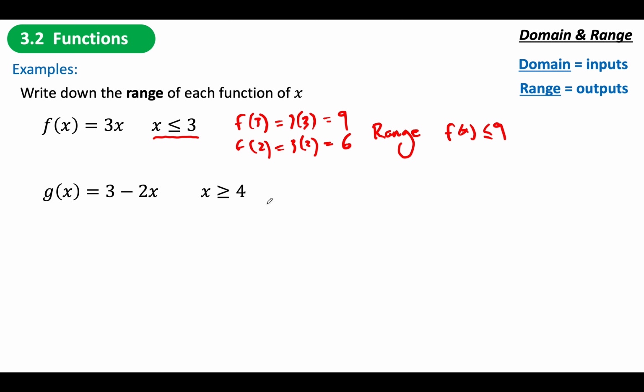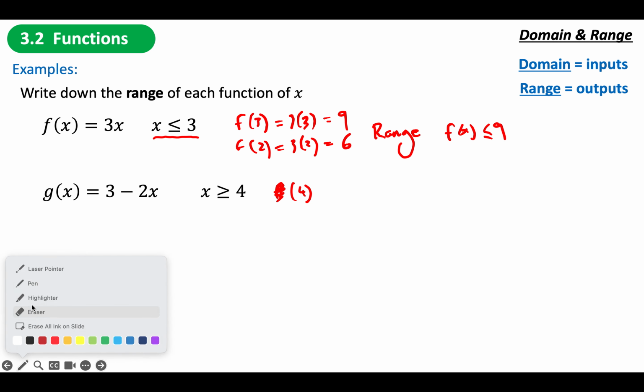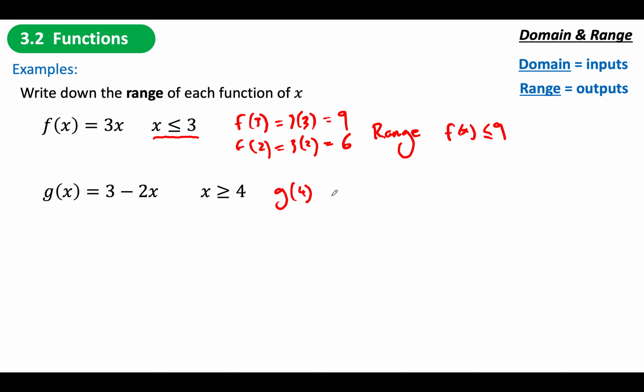Another one, I'll just see if I can write a little bit neater. g of x equals 3 minus 2x. So we've defined g of x, and then x is greater than or equal to 4. So from 4 up. Let's just think about what happens here. First of all, I'm just going to substitute in the 4 into my function. Sorry, it's not f of x, is it? It's g. Let's change that to a g. Let's try and be a little bit neater, shall we? So I'm substituting 4 into g of x, which will be 3 take away 2 lots of 4, 3 take away 8, which is -5.